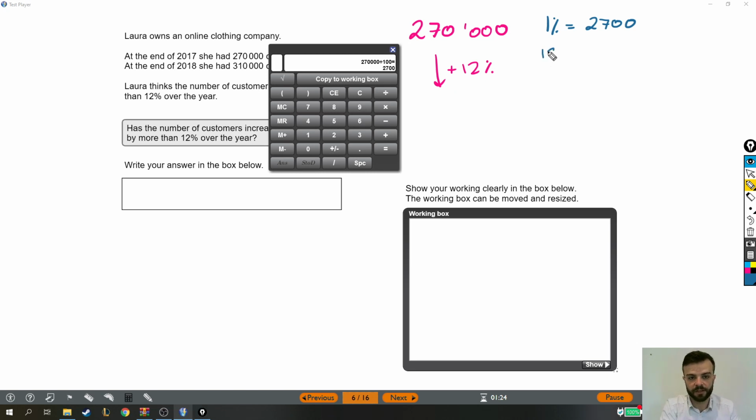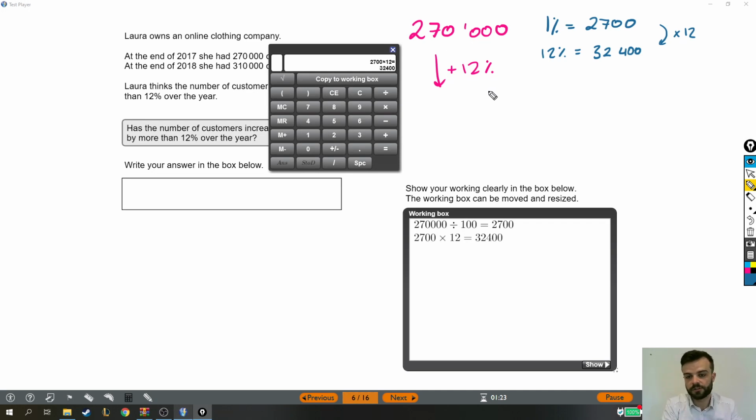But I'm looking at 12%, so I'm going to need to take that and times it by 12. Now, if I just come back to the calculator, I'm going to copy that into my working box because I've got to show what you're working out. That was 1%, we times it by 12, and this is 12%. So let's make a note of that up here as well. Good, 32,400.